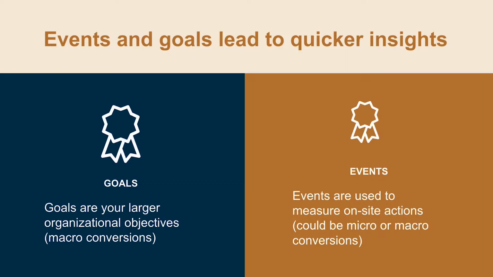So we covered this last time, so this might be a refresher for some of you, but a quick recap here. Goals are those larger conversions for your organization. So those are going to be your macro conversions, whatever the biggest of big conversions for your organization are. Events are used primarily to track interactions with your site. So a lot of the times those are on-click interactions, but they can be other things as well. And those can be either micro or macro conversions.